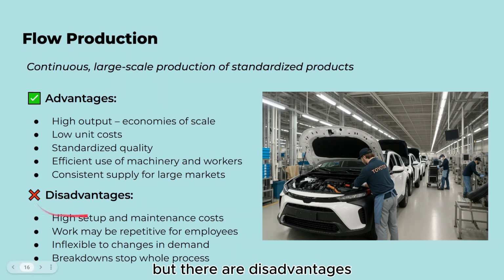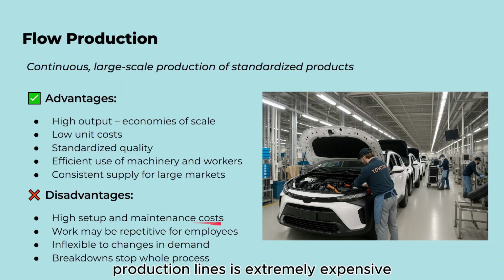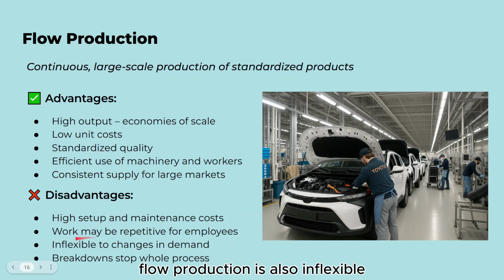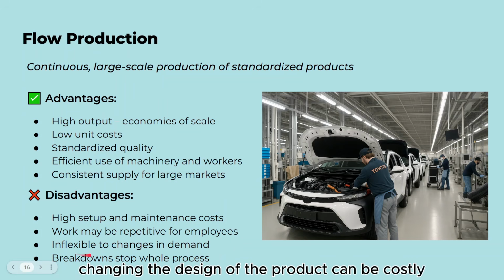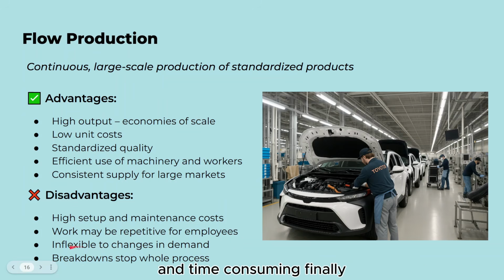But there are disadvantages. Setting up and maintaining production lines is extremely expensive. Work on the line can be repetitive and demotivating for employees. Flow production is also inflexible. Changing the design of the product can be costly and time-consuming. Finally, if one machine breaks down, the entire production process may stop, causing delays.